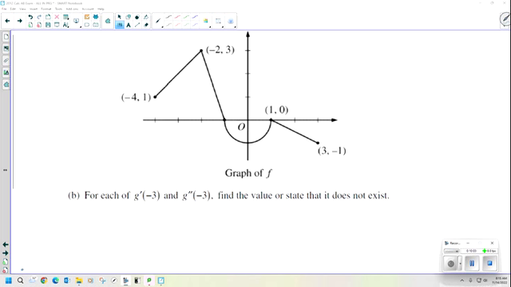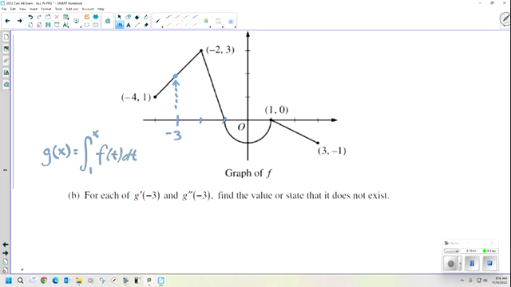3B states, for each of g prime of negative 3 and g double prime of negative 3, find the value or state that it does not exist. Well, that's fine. First, negative 3 is past negative 1, negative 2. Negative 3 is right here, at this point. Now, what was g? That was the integral from 1 to x of f of t dt.